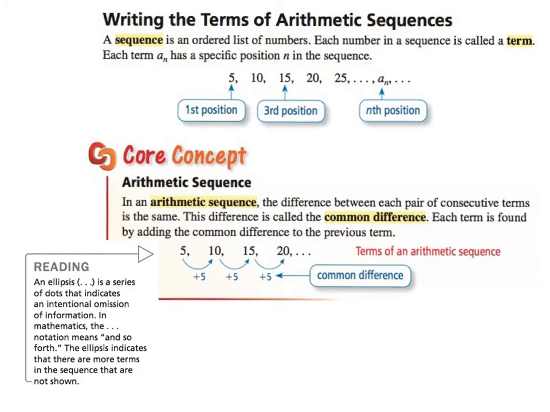Now to add on to that, an ellipsis, which is dot, dot, dot, is a series of dots that indicates an intentional omission of information. In mathematics, the dot, dot, dot notation means and so forth. The ellipsis indicates that there are more terms in the sequence that are not shown. So the dot, dot, dot is actually read and so forth, and it's called an ellipsis.